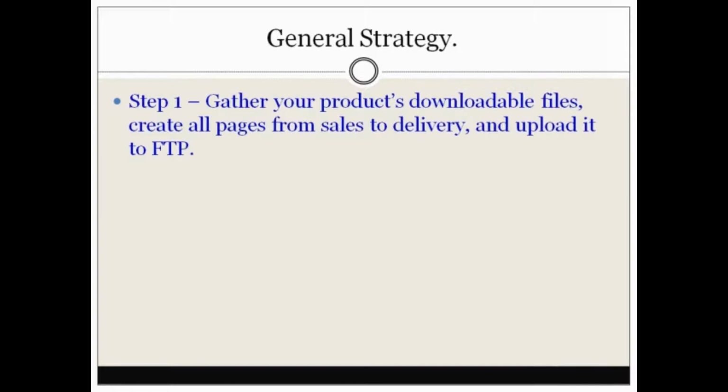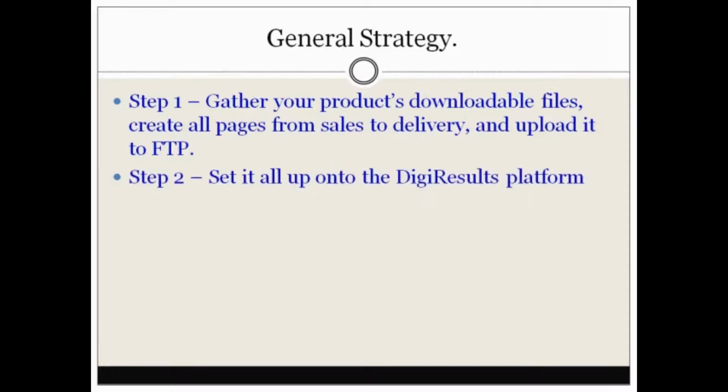Step number one, we're going to gather your product downloadable files. We're going to create all the pages from the sales to delivery to the thank you pages, and then we're going to upload it to FTP to your website. And then of course, step number two, from that point, we're going to set everything up on the Digiresults platform.